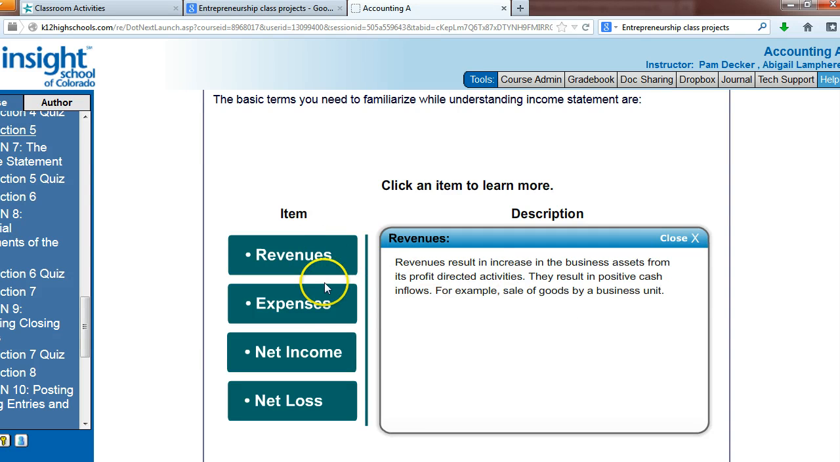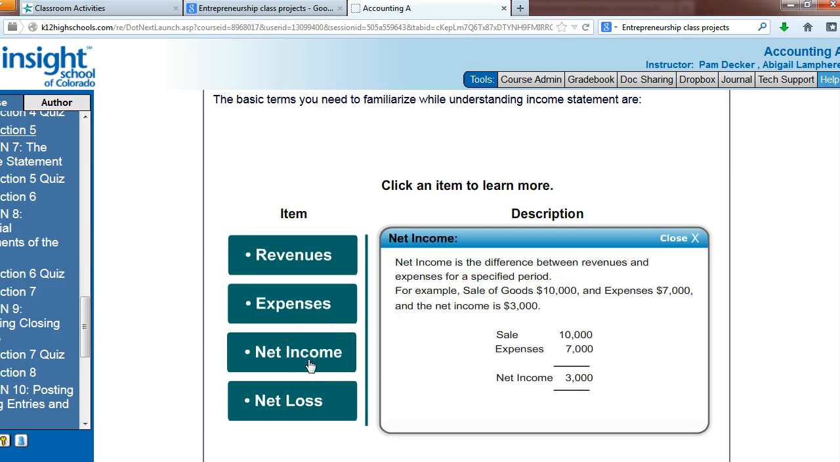So what we did to get a profit involves our revenue accounts. Expense accounts are the source of decrease in the business assets from its profit-directed activities. So they result in negative cash flows. This is money being spent, for example, payment of salaries or wages by a business unit. We've dealt with those expense accounts before: salaries expense, utilities expense, materials expense. All those different expense accounts would result in cash leaving the business.